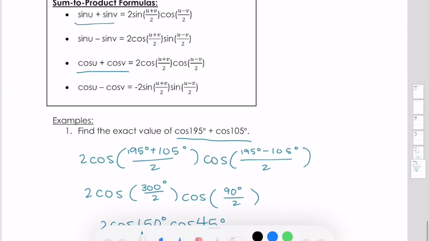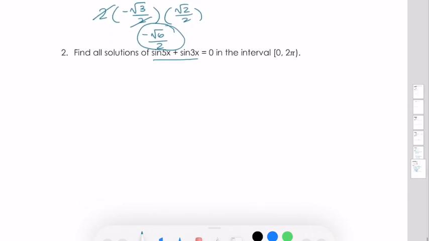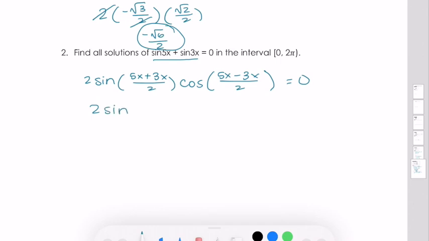Alright, this one looks like the sine u plus sine v. So I'm going to plug into that formula to get 2 sine of (5x plus 3x) over 2 cosine of (5x minus 3x) over 2 equals 0. Alright, so 2 sine of 8x over 2 and cosine of 2x over 2 equals 0. 2 sine of 4x times cosine x equals 0.